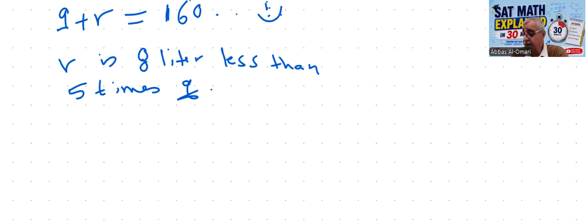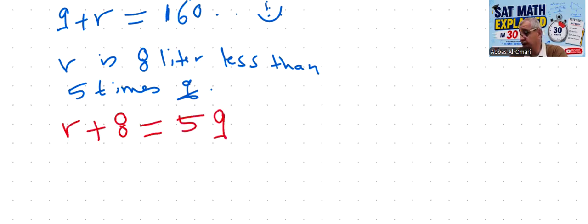So we can express this by an equation. We have R plus 8 equals 5Q. This is the second equation. If we add 8 liters to R, we will get 5Q. This is this condition. So now we have two equations.